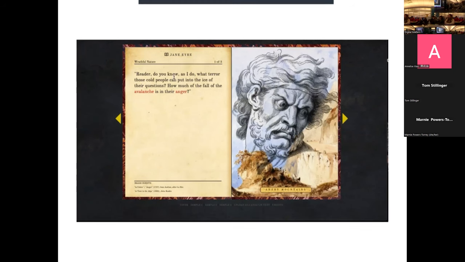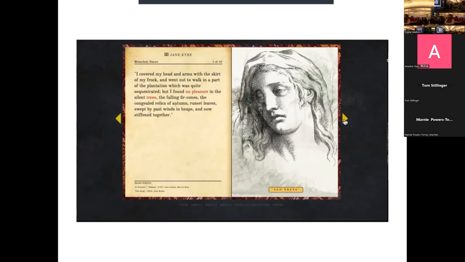So here is Jane Eyre. Reader, do you know, as I do, what terror those old people can put in the ice of their question, the avalanche of anger. And here we have No Pleasure, The Silent Trees.